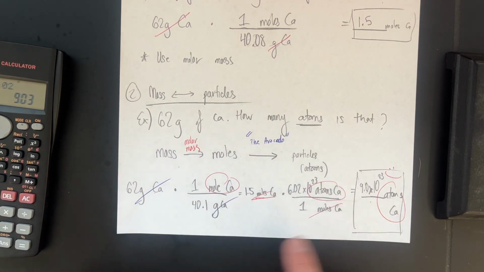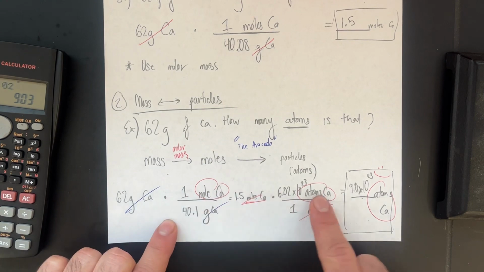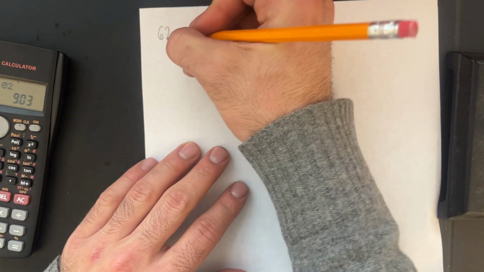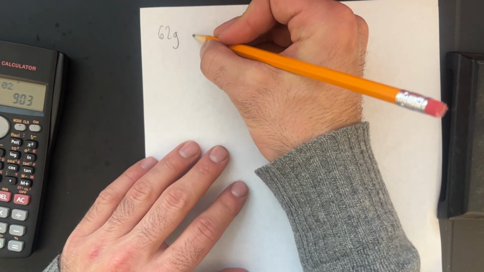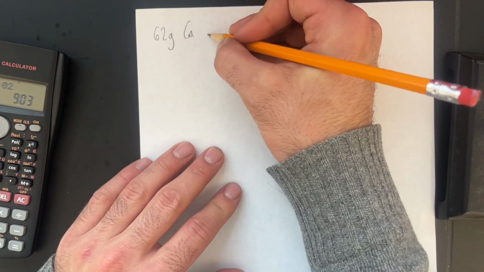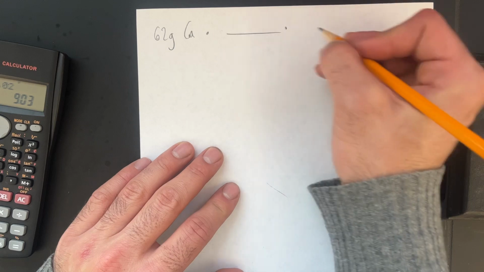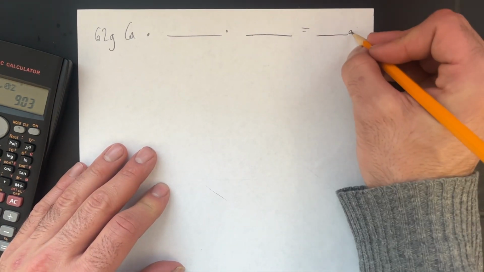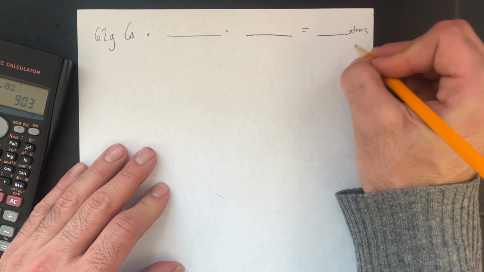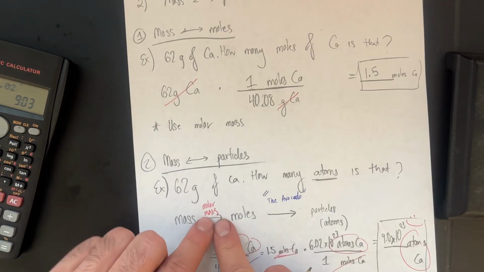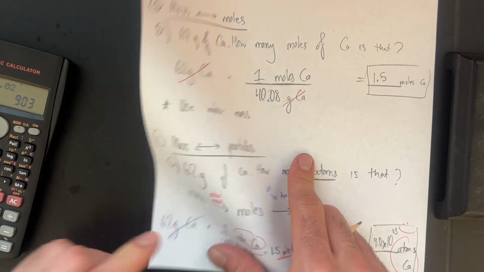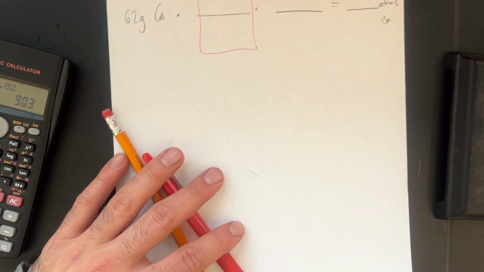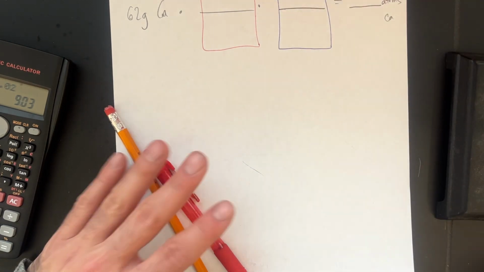Now, I do want to write this out cleanly for you guys, because you can actually do it in one step. You don't need to write it like this. How I would do it is I would think through, okay, 62 grams of calcium, and we're going to multiply by two things to get atoms of calcium. Now, I color-coded intentionally over here, where I put molar mass in red and I put avocado in blue. So here, I want you to put your molar mass, and then here, put your avocado in blue.